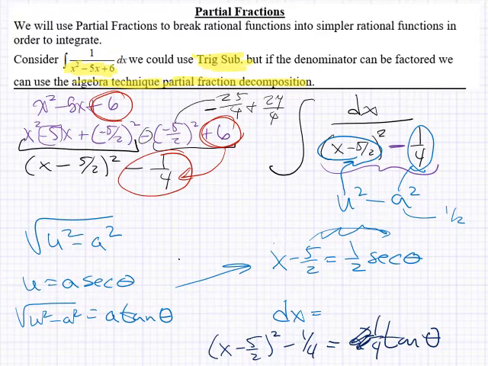So we could do the substitution. Let's just fill in dx. The dx would be, what, 1/2 secant theta tan theta d theta. So we can make all the substitutions we want.